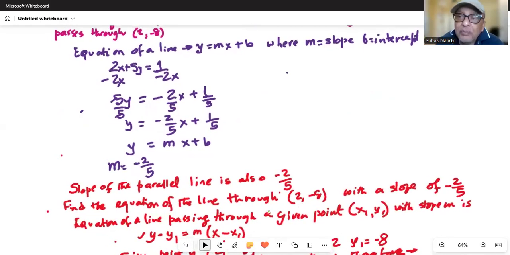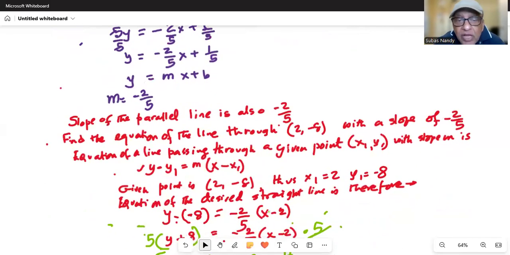One key point to remember here that people forget, that you will not forget because I'm mentioning here: two parallel lines have the same slope. Hence, the line that we are going to find, that passes through the given point (2, minus 8), will have the same slope of minus 2/5. Now you have to use the equation of a line passing through a given point with a given slope. And that equation is y minus y1 equal to m times x minus x1, where m is the slope.